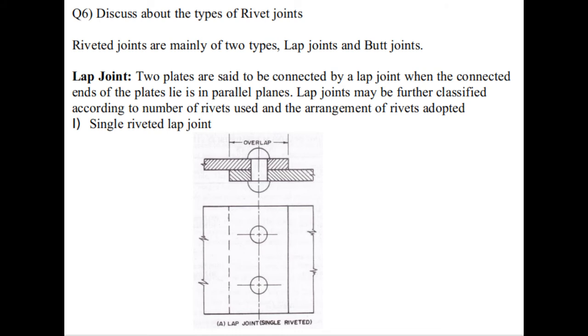Maybe you have written one page about the lap joint, but that doesn't carry any value unless you give a diagram. So whenever a diagram is possible, always give the diagram. The diagram is more important. If you just draw the diagram as it is shown, you will almost get full marks, and just write about one line, that is enough.